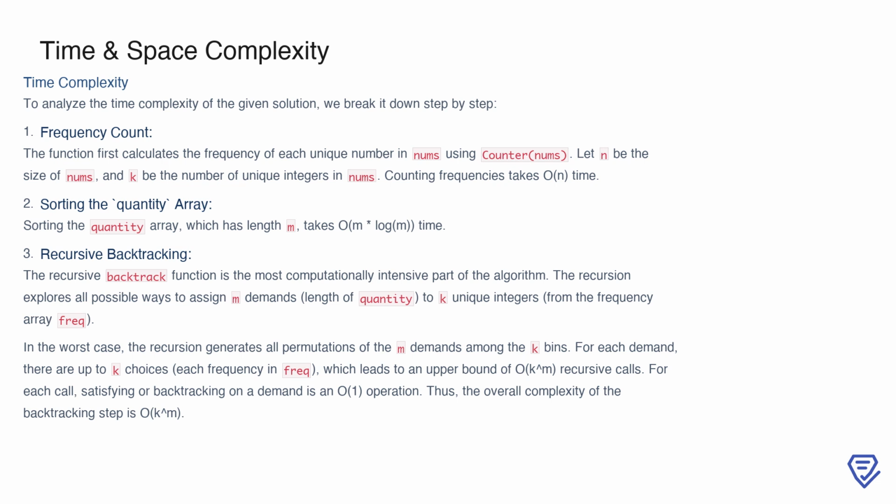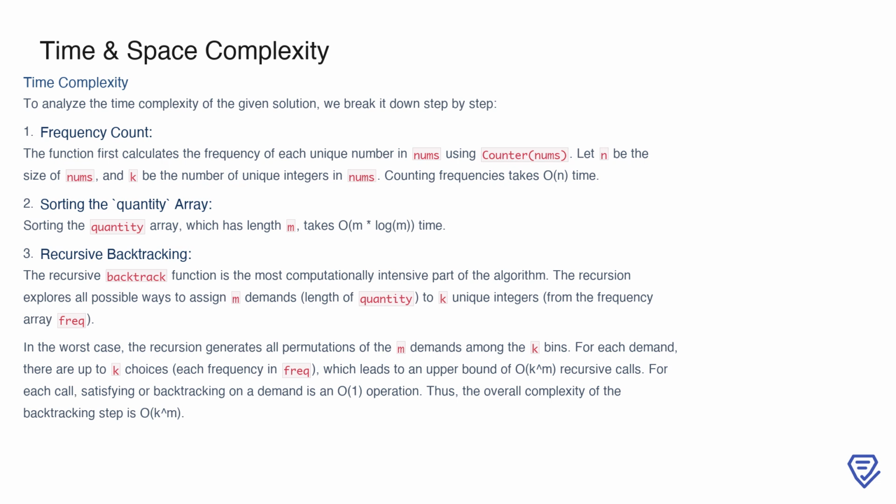To begin analyzing the time complexity, let's break the solution into its key steps. First, we calculate the frequency of each unique number in the input array nums using the Counter function. Since we iterate through the array once, this step takes O(n) time, where n represents the size of nums. Next, we sort the quantity array, which contains the demands we need to satisfy. The length of this array is m, so sorting it requires O(m log m) time.